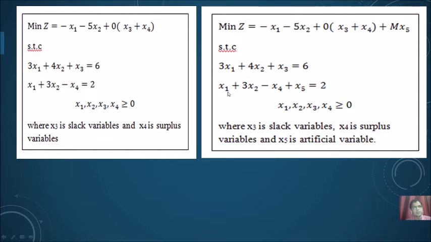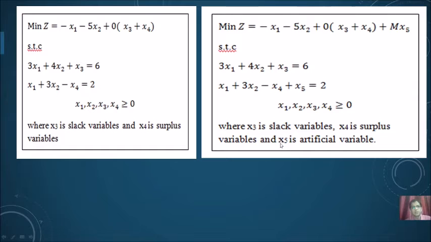In the second constraint, the original constraint was x1 plus 3x2 minus x4 equal to 2. Now we have introduced one more variable there, that is x5, so plus x5 equal to 2. Of course x1, x2, x3, x4 as well as x5 should be greater than or equal to 0, where x3 is your slack variable, x4 is your surplus variable, and x5, which has been introduced here, is an artificial variable.